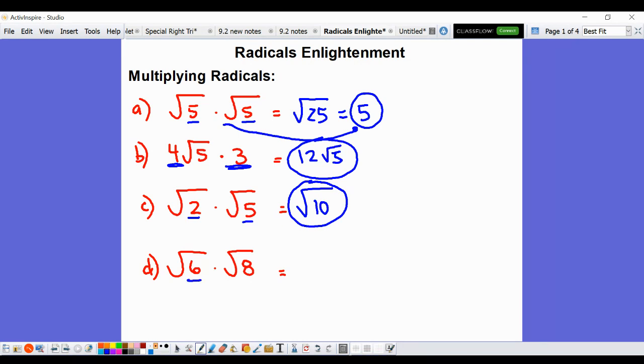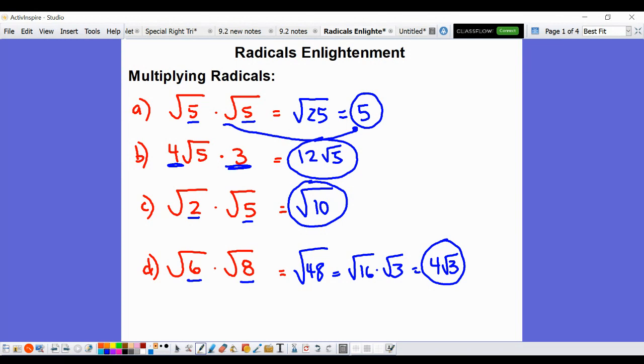Now for D, square root of 6 times square root of 8 is going to give me square root of 48. Now this number is a little bit bigger, and so I'm going to explore, is there a perfect square that goes into there? And it turns out that the square root of 16 goes in there 3 times. Square root of 16 is 4. 4 roots of 3. Final answer.